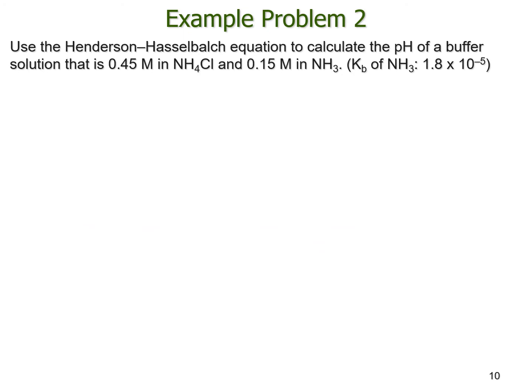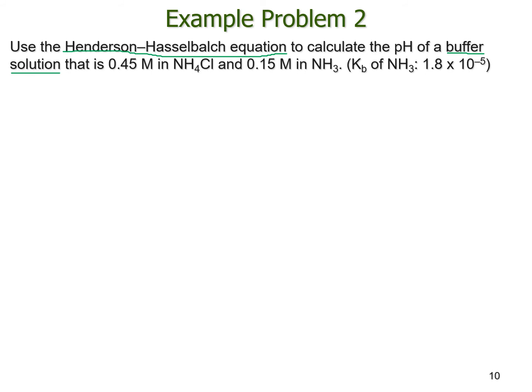All right, so now let's look at this example problem. It says to use the Henderson-Hasselbalch equation to calculate the pH of a buffer solution that is 0.45 molar of ammonium chloride and 0.15 molar of ammonia. And we're given the Kb of this ammonia. There are so many clues, as you can see, about the type of calculation problem. First, Henderson-Hasselbalch equation. So that is one clue. If that clue is not obvious enough, here's the second clue, buffer solution.